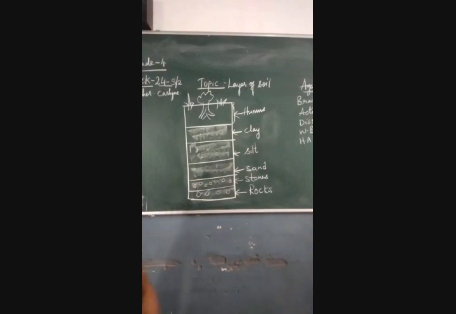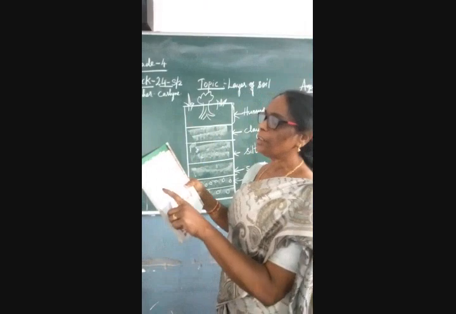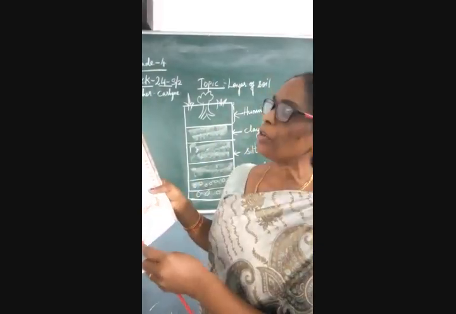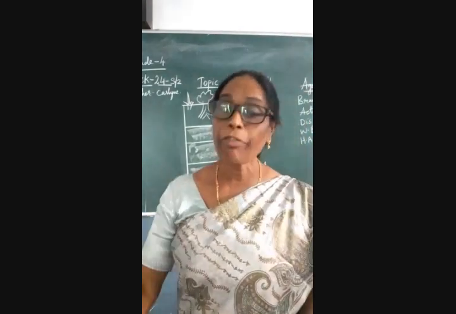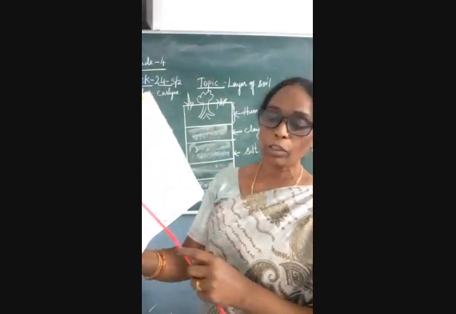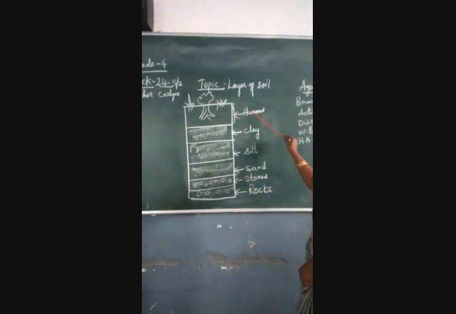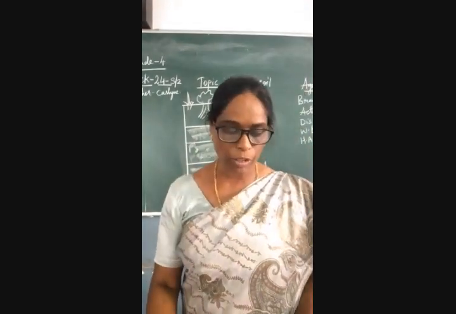So page number 150, 152, reader: draw a diagram to show layers of soil. This one you have to draw. The diagram you have to see from the workbook and draw. And you can see on the board also, I have shown you the diagram. This also you can see and draw, or from the workbook also you can see.